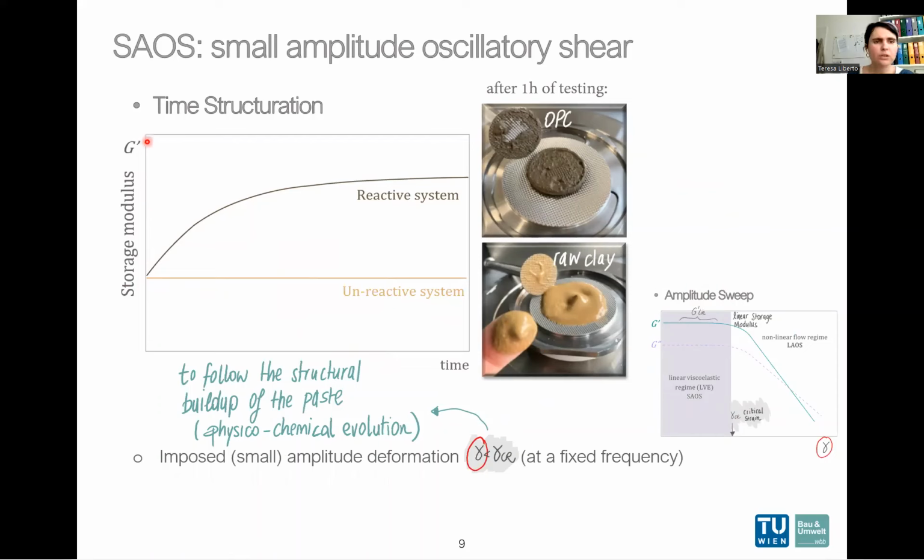With the time structuration, we can plot the storage modulus as a function of time, and here I show you two different samples. One is a raw clay, which is unreactive, so the storage modulus doesn't evolve with time. OPC instead, immediately after contact with water, starts to react, and the G prime increases with time. Faster is the reaction, higher is the reactivity, higher is the chemical evolution of the sample.